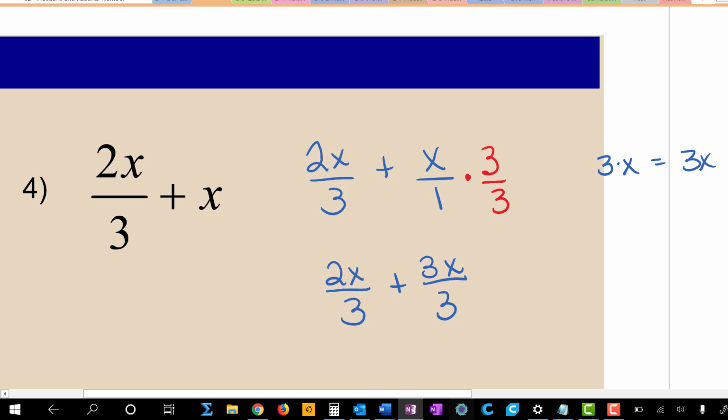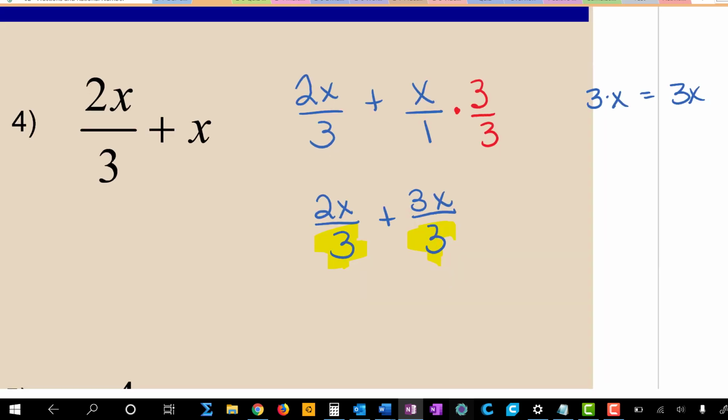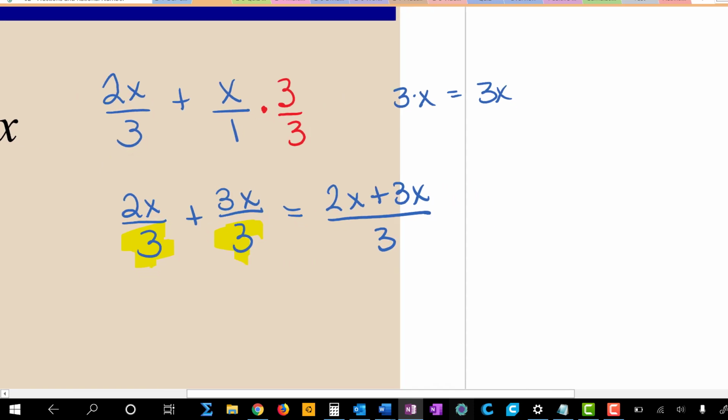So do we have common denominators now? Yay, we do! Now that we have common denominators, we keep following the pattern of working with adding fractions, which is add your numerators, keep your common denominator. Now, can we add 2x and 3x? Why, yes, we can, because 2 groups of x plus 3 groups of x is 5 groups of x. So your answer is 5x over 3. Now, you cannot simplify this. I know that 5 is bigger than 3, but you have to leave it improper like that. You have to, because you don't know what x is. So 5x over 3 is your answer.